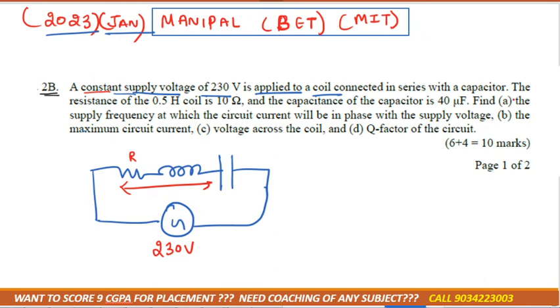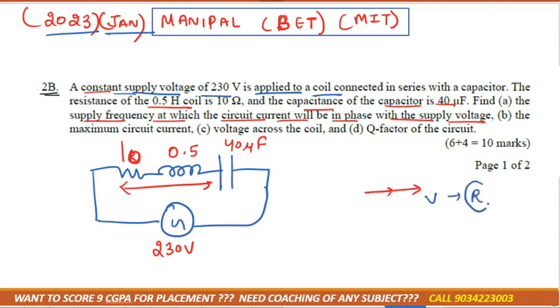Now they said the resistance of the 0.5 Henry coil is 10 ohm, means resistance is 10 ohm, inductance is 0.5 Henry, and the capacitance of the capacitor is 40 microfarad, right? Find the supply frequency at which current will be in phase with the supply voltage. Current and voltage both are in the same phase, means it is a resistive load. That means they have given indirectly the condition of resonance.